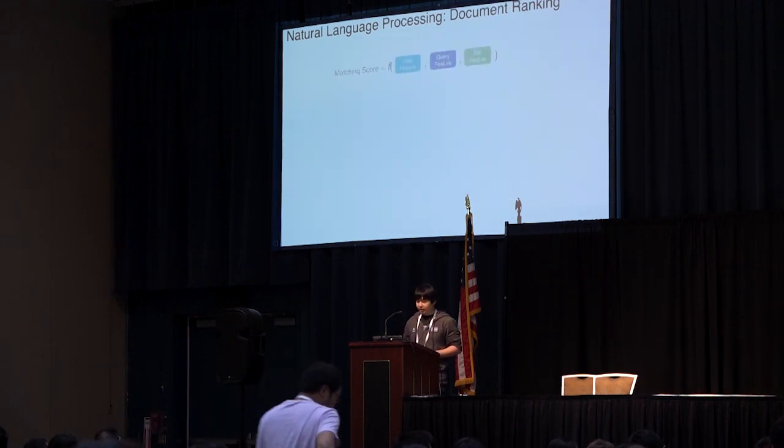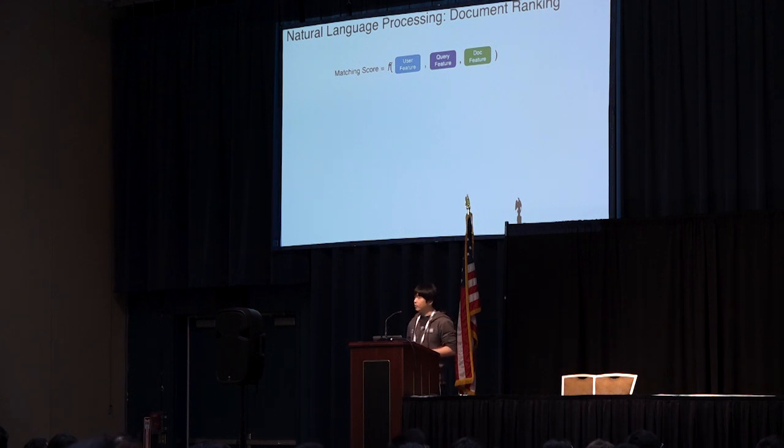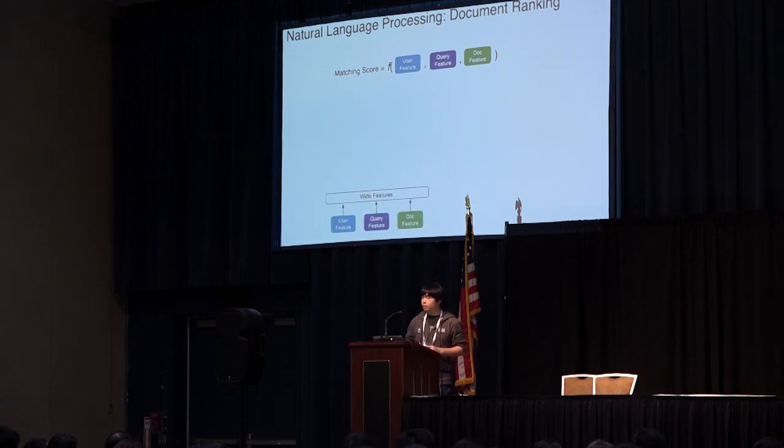Now, informally, this is the matching score we want to compute: a function based on user features, query features, and doc features. One way, or say the traditional way, is we can generate wide features for each type of information, and use that for your ranking, or for computing the matching score. Right.